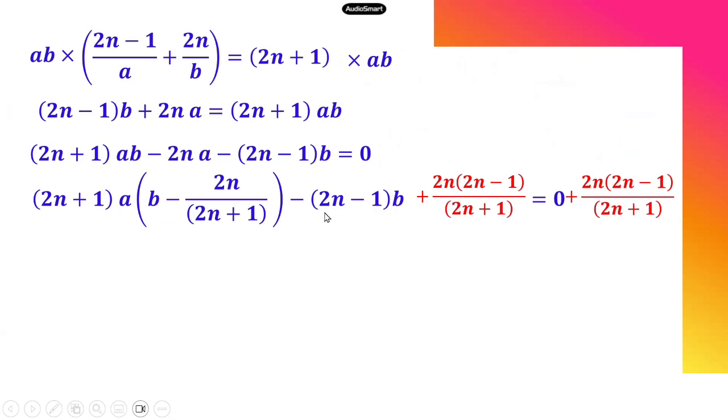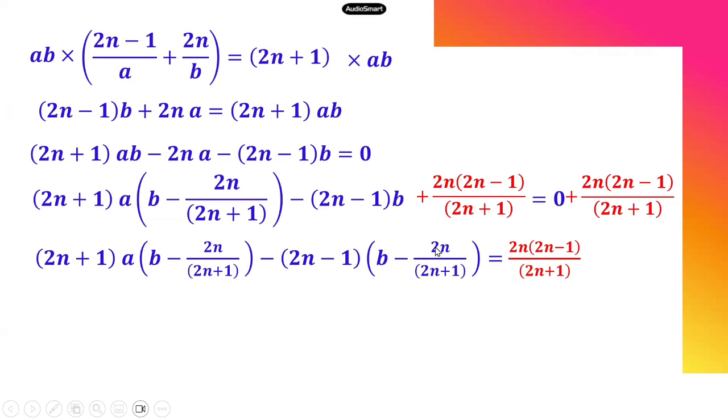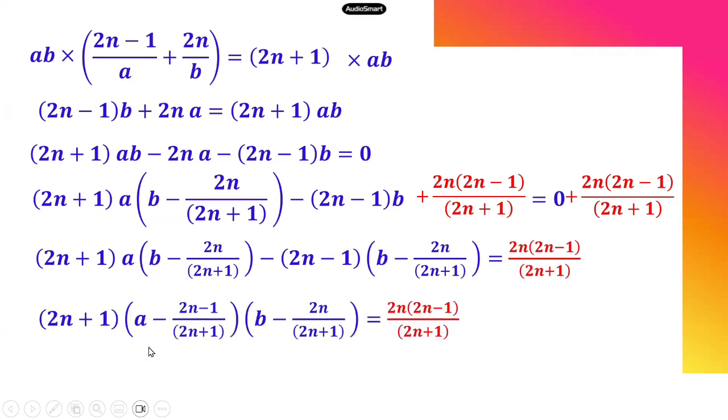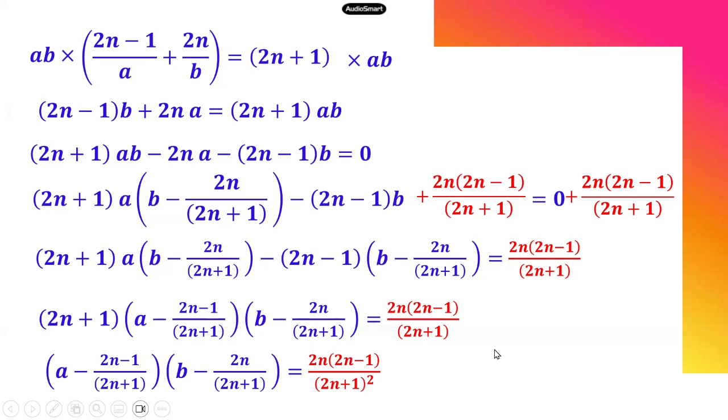Now from this you will see that 2n minus 1 is common. So we take out 2n minus 1 and we get this expression. Now b minus 2n over (n plus 1) is a common factor, so we take it out, and from there we also take out (n plus 1) with a, because we want an expression separate for a and b. So we got this one. Further simplifying, take this (n plus 1) to the other side, and you will get 2n(2n minus 1) over (n plus 1) whole.